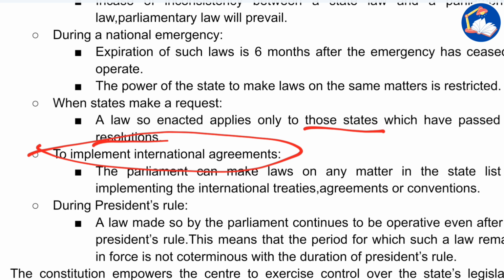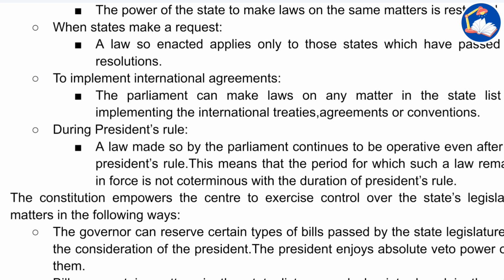state list for implementing the international treaties, agreements, or conventions. Suppose India has made a particular vaccine delivery system, okay, but the health sector comes under the state list. So what will happen? The center can intervene, and suppose this much amount of vaccine should be delivered. It's a treaty. So in order to achieve that, the center can intervene. It's just an example.